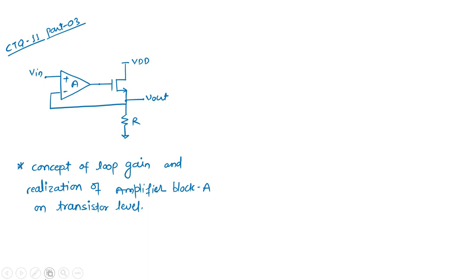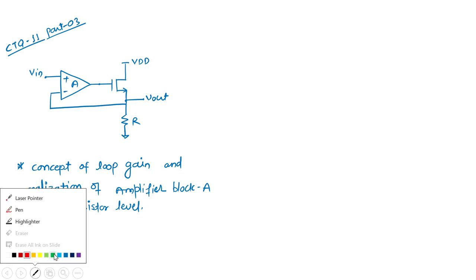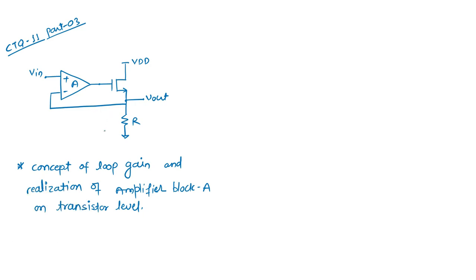Now the one more extra concept that I will discuss here is nothing but the loop gain concept, that we'll see, and after that we'll use some transistor level model for this amplifier block. Okay, so this is an important block, the amplifier block, that we can realize using some transistor level structure, maybe a 5 transistor OTA structure or anything else we can use for it.